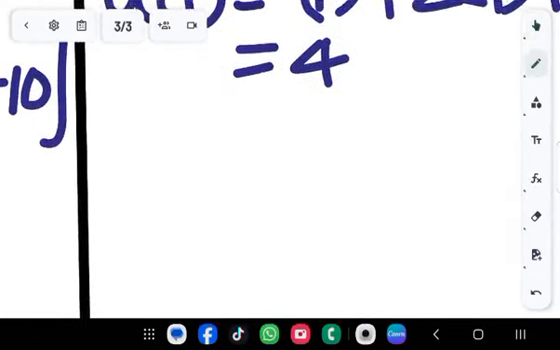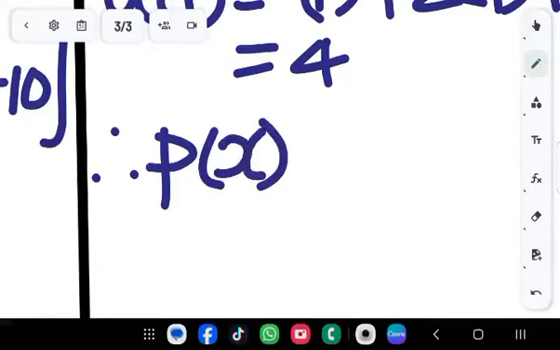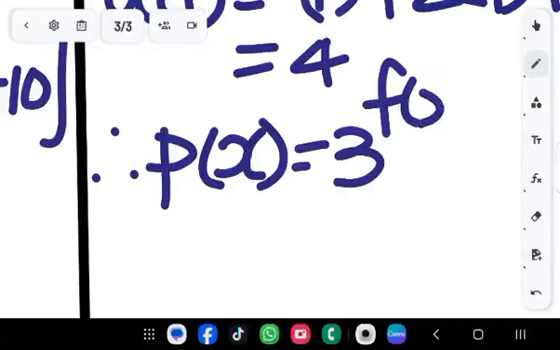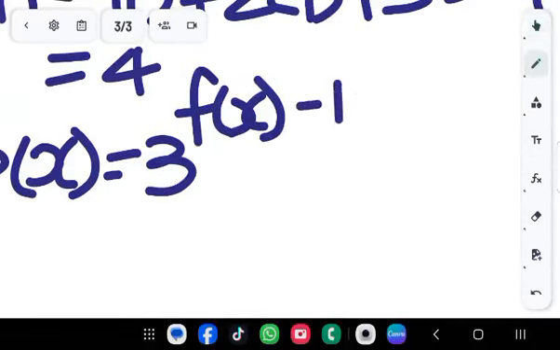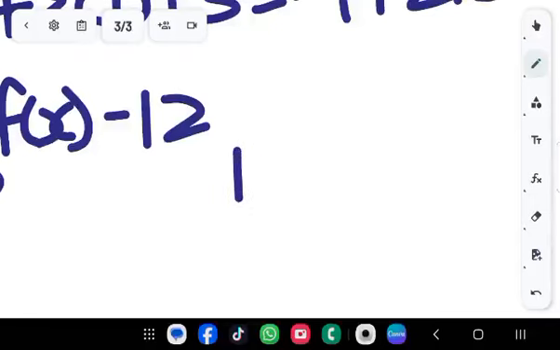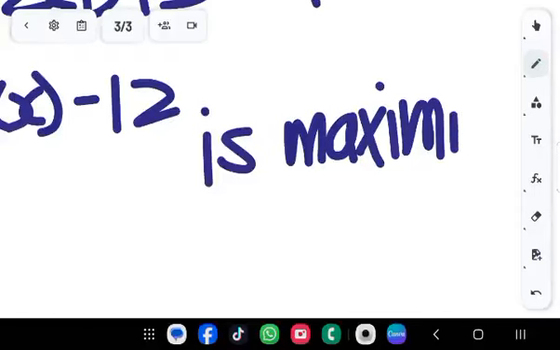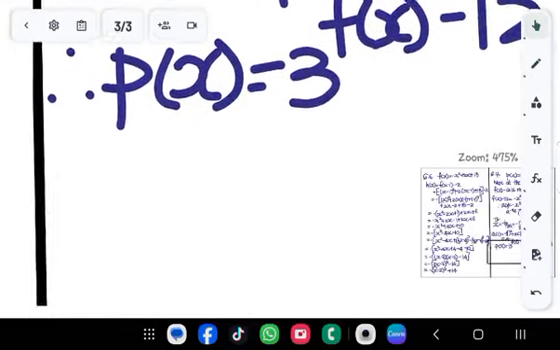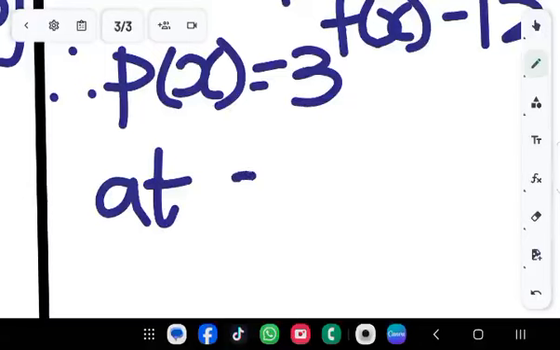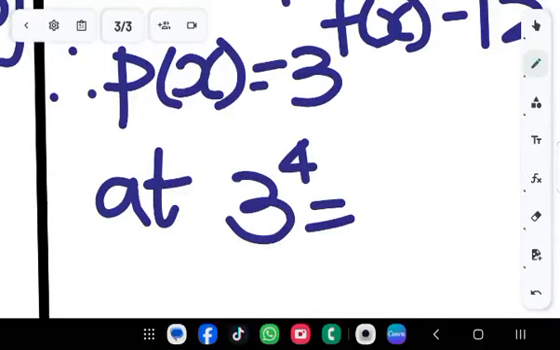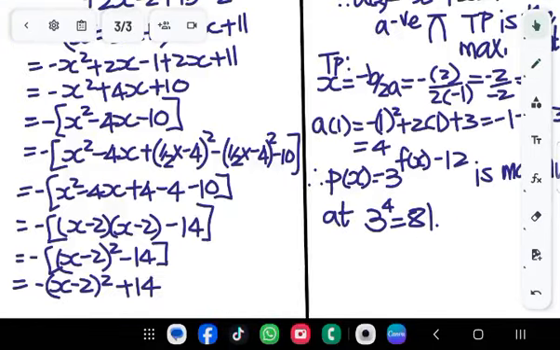Therefore, it means that p of x, which is equals to 3 to the power of f of x minus 12, is maximum at 3 to the power of 4, which happens to be, take out your calculator if you're not sure, 3 to the power of 4, that is 81. So the maximum point is at 81.